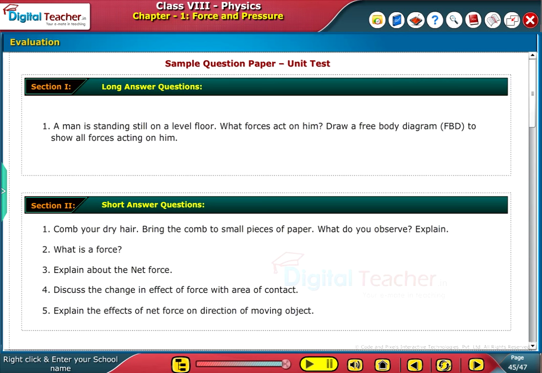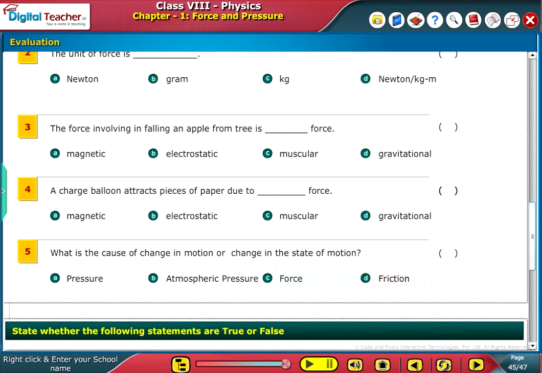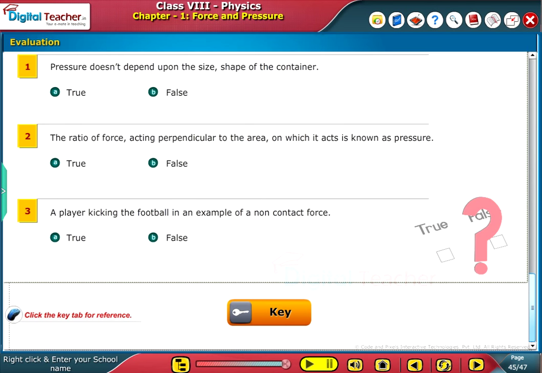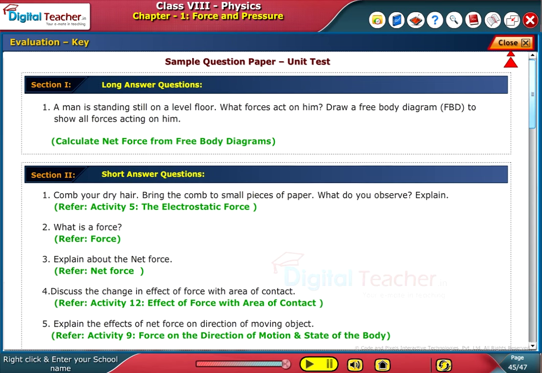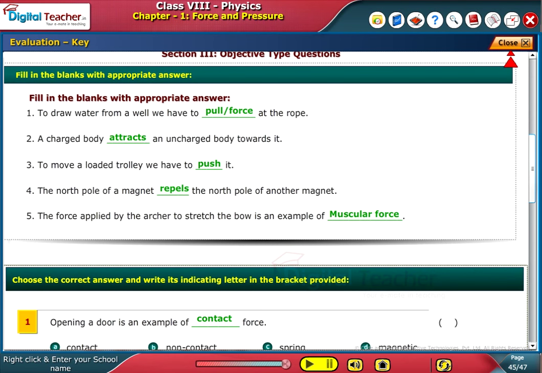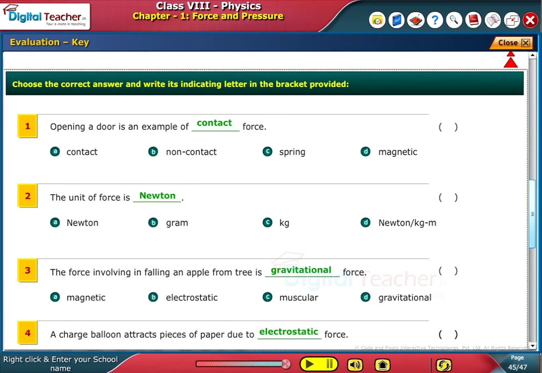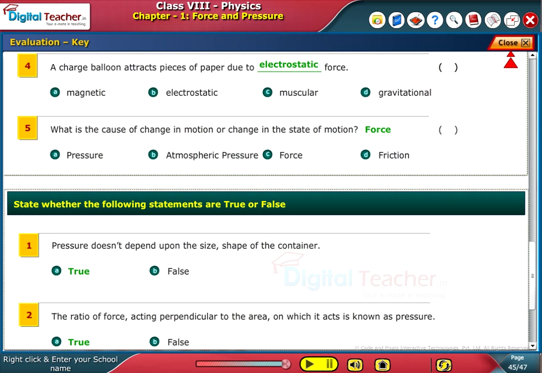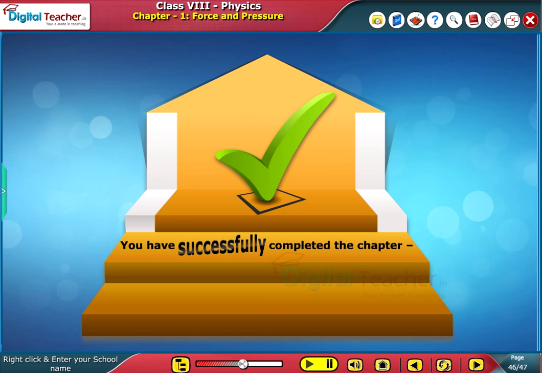Test your understanding of the lesson by taking the mock unit test. You have successfully completed the chapter Force and Pressure.